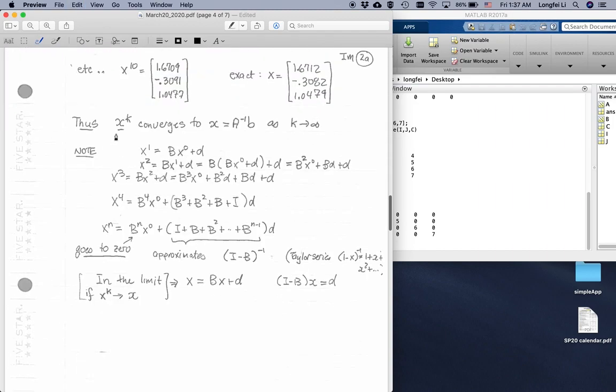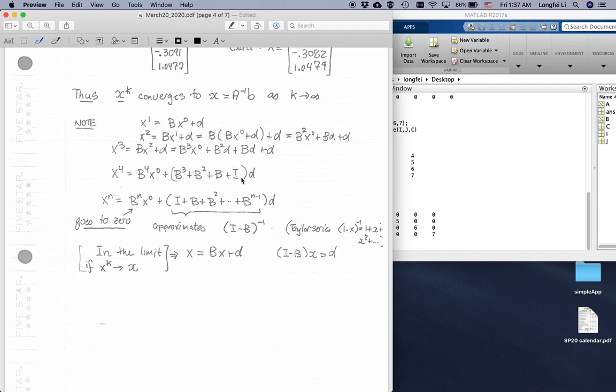Okay, so therefore we can see from this example that my xk, the k-step approximation, converges to the exact solution, which is A inverse multiplied by b, right? So if you want to solve that exactly, we need to do this.